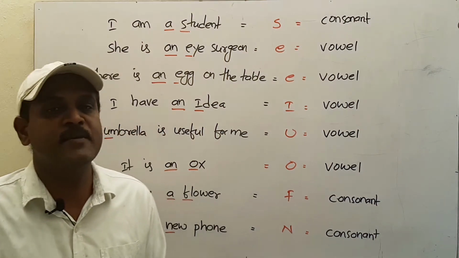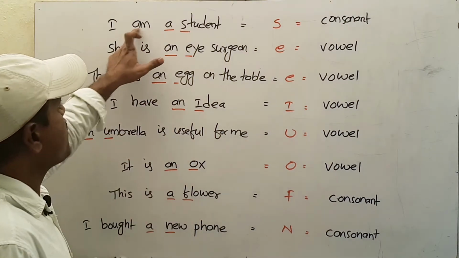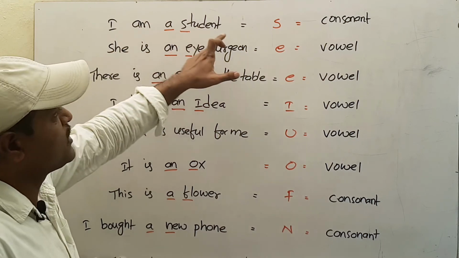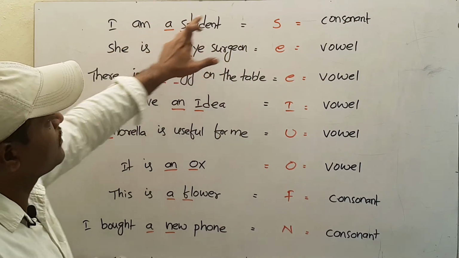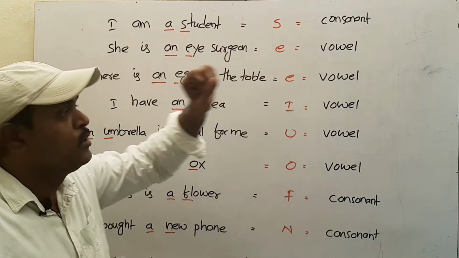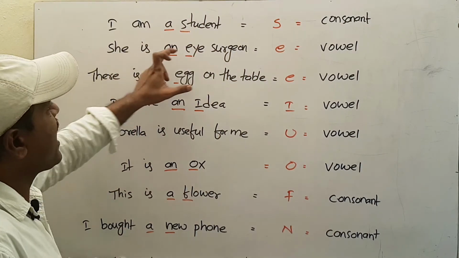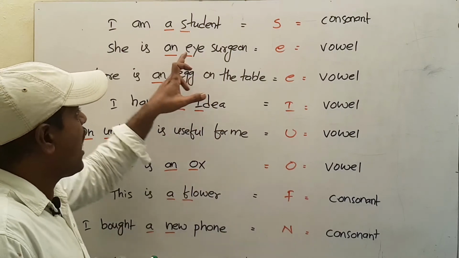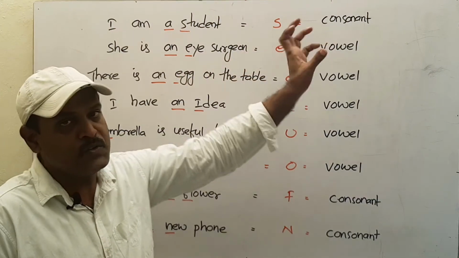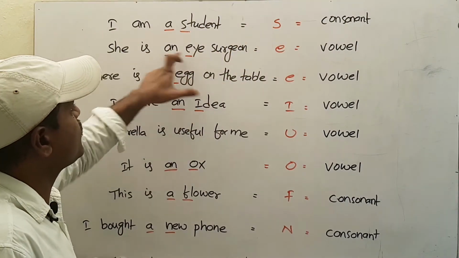Friends, let me say some examples. I am a student. Here we can hear a consonant sound, so we can put a before student. She is an eye surgeon. I, it is a vowel sound. So we keep an before eye.